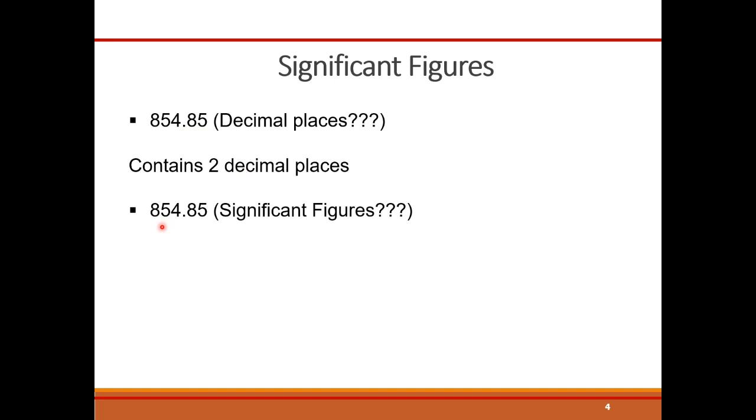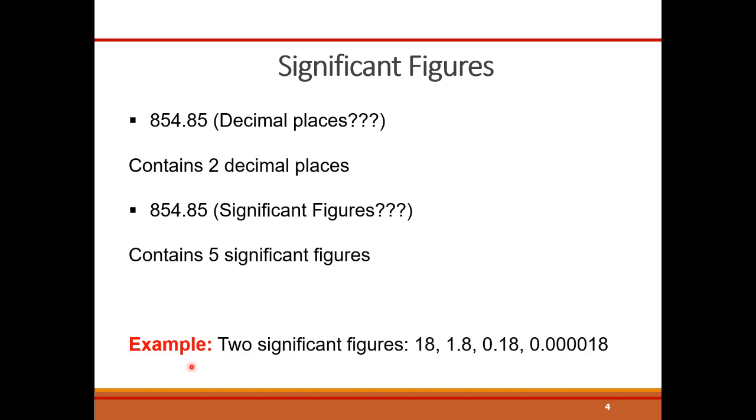So how many significant figures? Significant figures means the digits that cannot be ignored. All the digits are of some value. These are significant figures. It contains five significant figures. For example, two significant figures. In all these examples, there are two significant figures. In 1.8, 1 and 8, two digits are significant figures. Similarly, for 0.18, there are two significant figures.